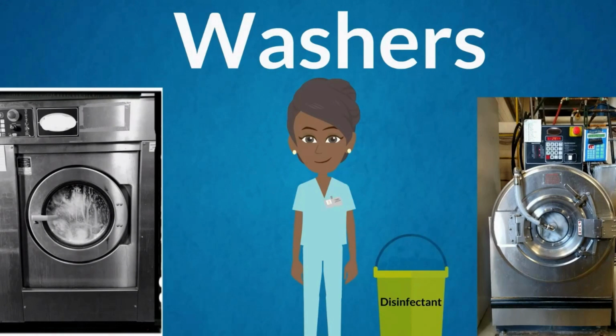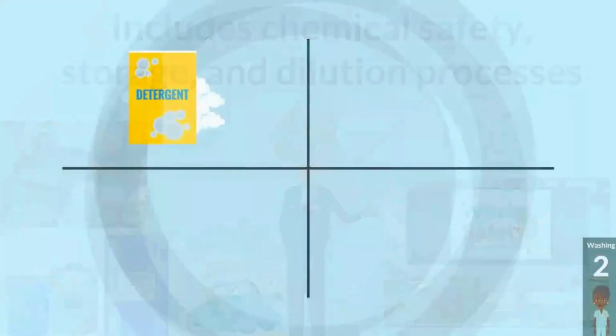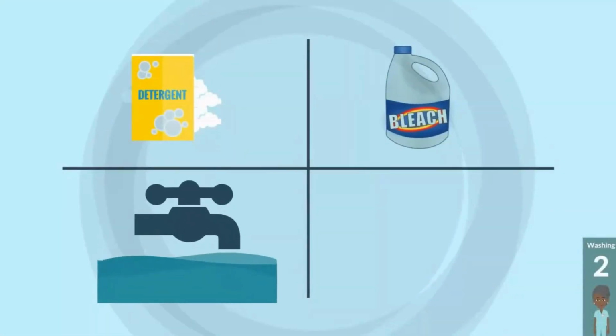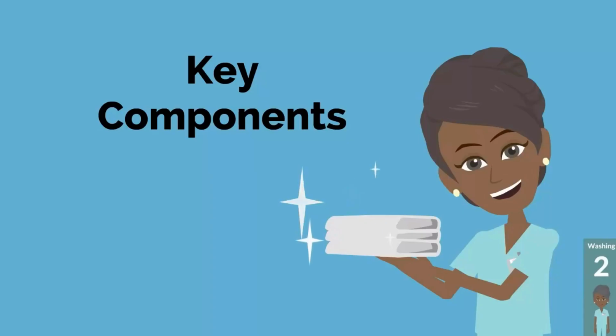Also, always follow the manufacturer's directions for use for cleaning and disinfection chemicals. This includes chemical safety precautions, storage, and dilution processes. To restore soiled items to usable condition, we wash, bleach, rinse, and remove water. There are 6 key components that must be performed properly in order to have the expected outcome of a finished product that is safe and visually appealing for use.